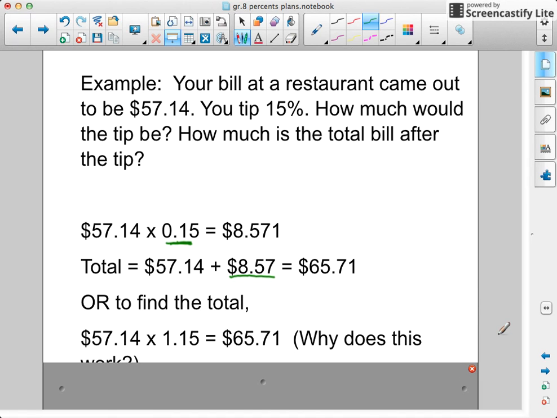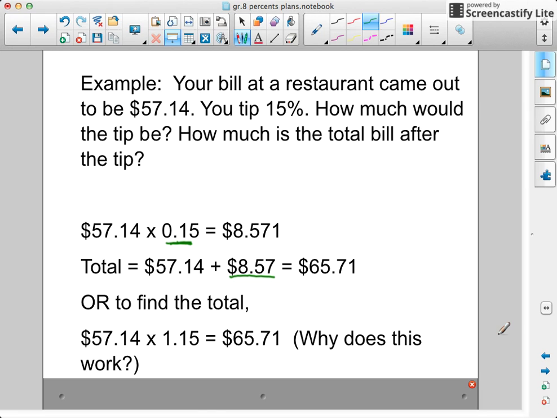Or if I wanted to find the original total cost right away, I could take $57.14 and times it by 1.15. I would get the same answer. This is because multiplying it by 1 right here, that's like timesing it by 100%. So I'm taking my total bill and adding just the 15% onto it in one step, and I get my answer.